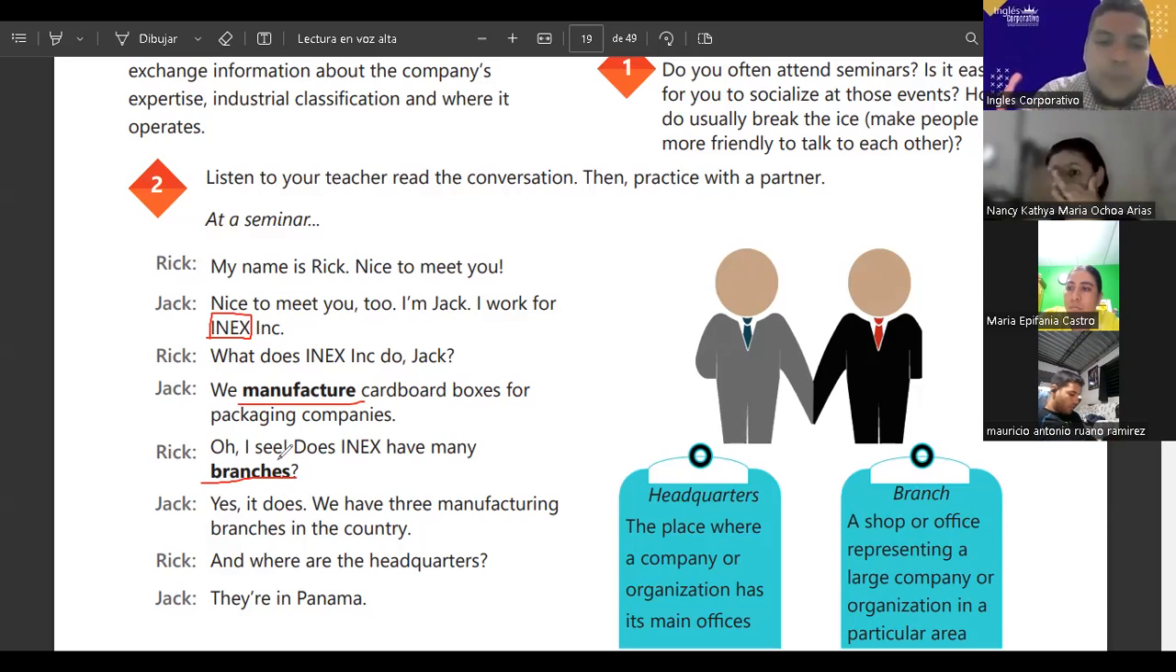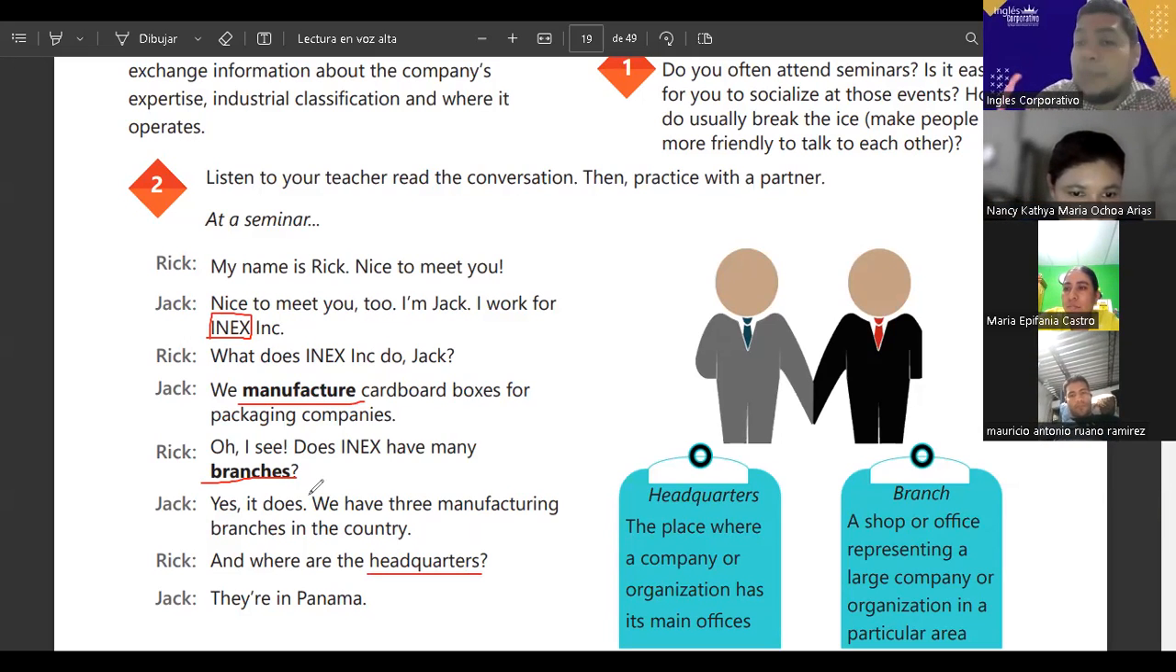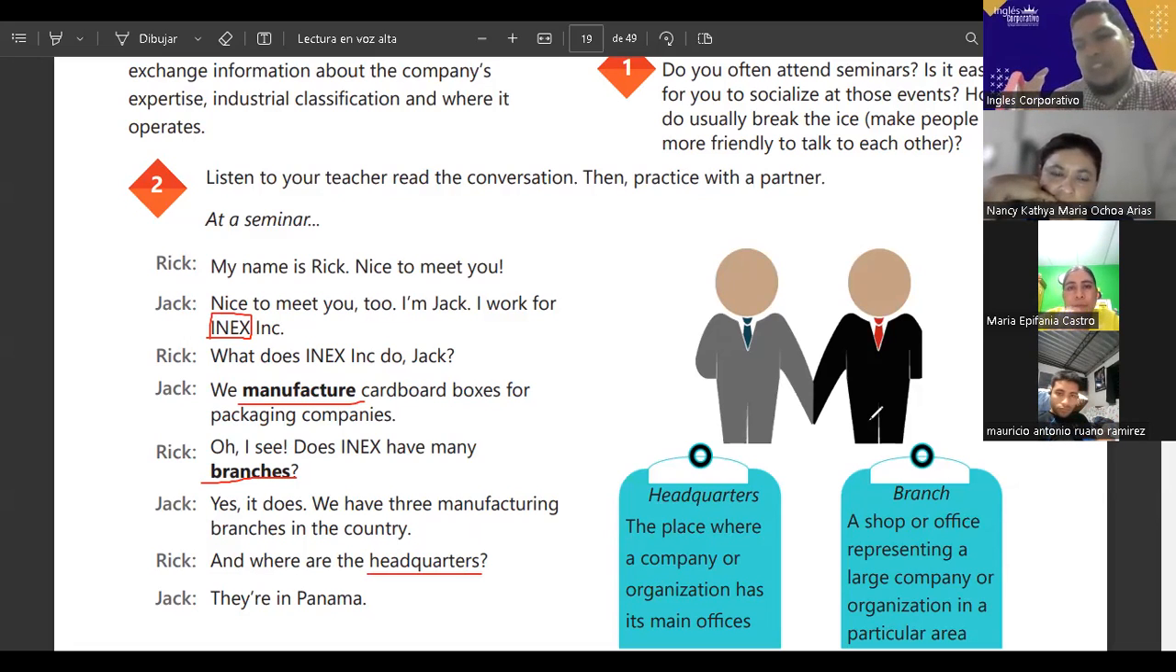And then there's another one, which is this one right here. Headquarters. Repeat, everybody. Headquarters. Excellent. And what is a headquarters? That is correct. It's like the main company, the place where a company has the main office. Say, for example, do you know Almacenes Simán? It has different branches: Metro Centro, Santa Ana, Sonsonate, Soyapango, etc. But where is the headquarters? The headquarters of Simán is in Galerías, for example. Those are their offices. That's the headquarters. Very good, excellent.